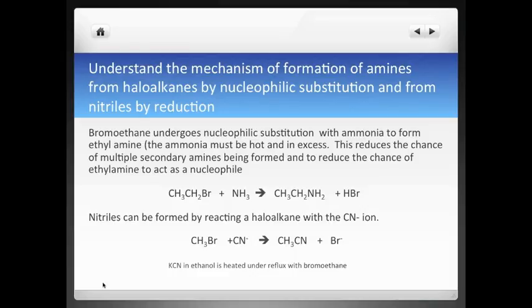Now, in order for this to work, the ammonia must be hot and there must be an excess of ammonia. If not, we have the chance of secondary amines being formed. Nitriles can be formed by a reaction with the cyanide ion. This also needs heat to work.